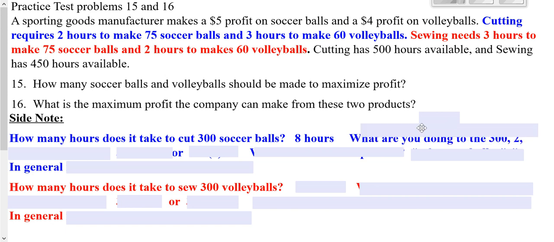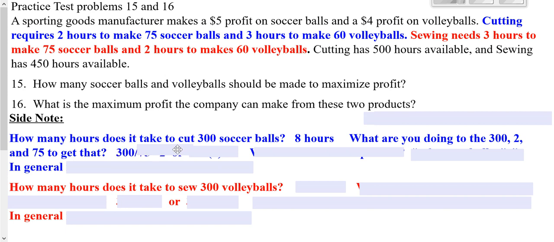However, you want to think, what is it we're doing to the 300 soccer balls that we started out with, and then to the 2 and the 75 up here for the soccer balls? What are we doing with those three numbers to get our answer of 8? Now, in this case, you could think of it as 300 divided by the 75 and then multiplying it by 2. Or some of you may think of it as doubling, or multiplying by 2, and then dividing by 75. Doesn't really make a difference. They're both going to give you the same answer of 8.